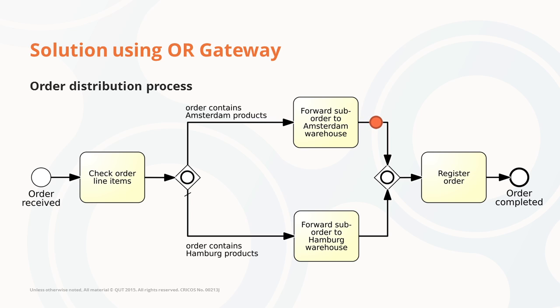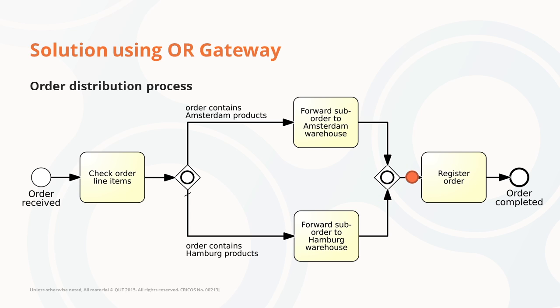So since the corresponding OR join in this OR block only has one of its incoming branches that is active, the top one indeed, it will only wait for a token to arrive from that top branch. And once that token arrives, the OR join will proceed by sending that token out to the outgoing branch. Similarly, if the order only contains products that are stored in the Hamburg warehouse, we will forward the suborder to the Hamburg warehouse, and then the OR join will wait only for that one token to arrive.